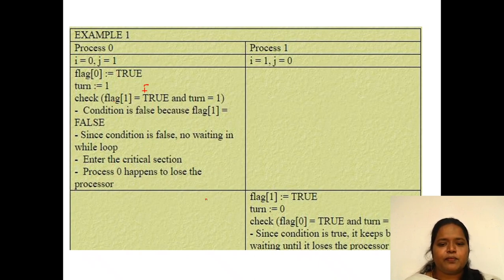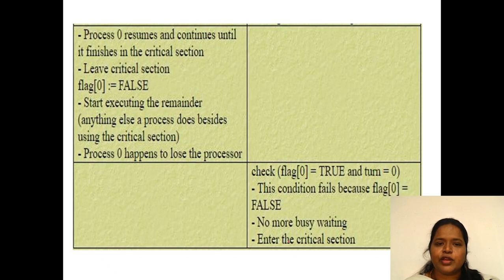And next, when it comes to process P1, flag of 1 is equal to true. That means the P1 process is wishing to enter into the critical section, but turn is 0. Here we are going to check whether flag of 0 is equal to true and turn is equal to 0. Since the condition is true, it keeps busy waiting until the processor loses its turn. So this is how it happens.